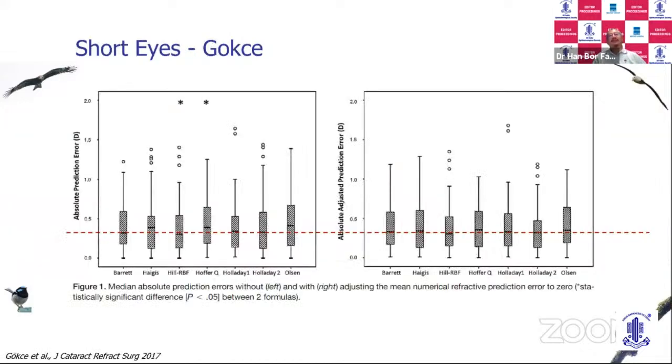Gökce did a study mainly just for short eyes, and we look at the compactness. This is the median absolute error, and the compactness. In his case, Barrett, Haigis, RBF, and Holladay 1 are very good. Olsen doesn't seem to do so well here. This is pre-optimized, and this is post-optimized, so it looks about the same.